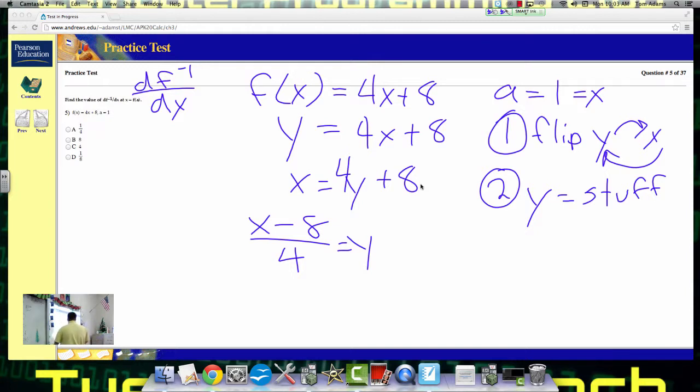So now what this is, I'm gonna make it a little different. I'm gonna say f inverse of x then is equal to 1/4 x minus 2. Right? Because if I separate this and I say x divided by 4, that's 1/4 x, and then negative 8 divided by 4 is actually negative 2. Does that make sense? Got it.